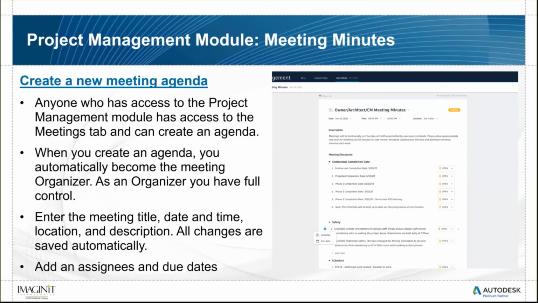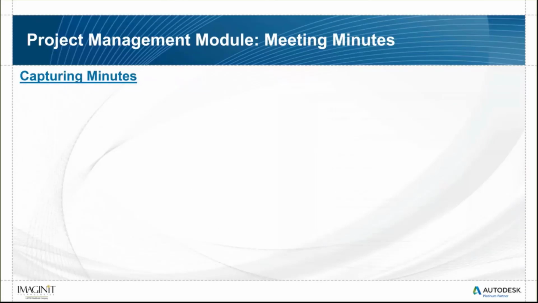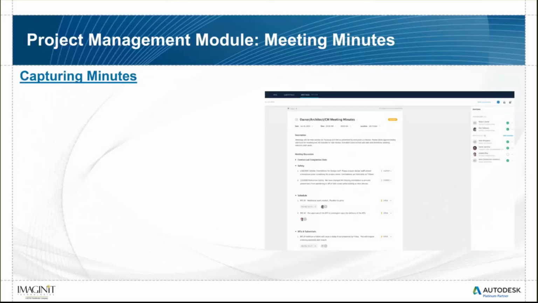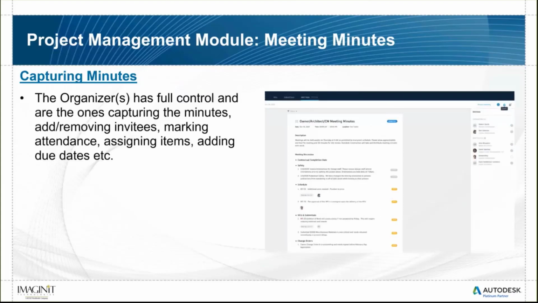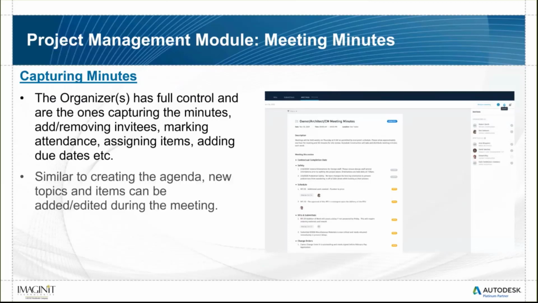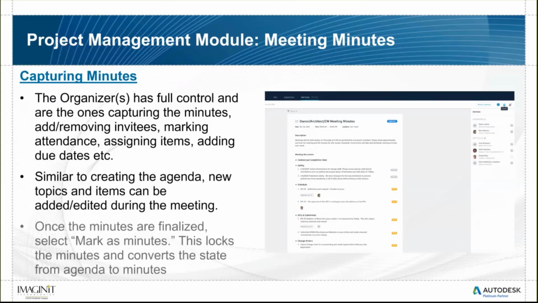And again, you can add assignees and due dates and all those things. Then during the meeting, you'd have this open with preset agendas, and you could close the items, or keep them open and move them to the next meeting, or create other new items as you're working. At the end of the meeting, you can put a summary in there. Again, the organizers have full control of capturing these meeting items and assigning items and due dates. Similar to creating the agenda, new topics can be added and edited during the meeting. Once the meeting minutes are finalized, you can mark the whole meeting as finalized, and it converts them to the final meeting minutes, agenda, or file, if you will.